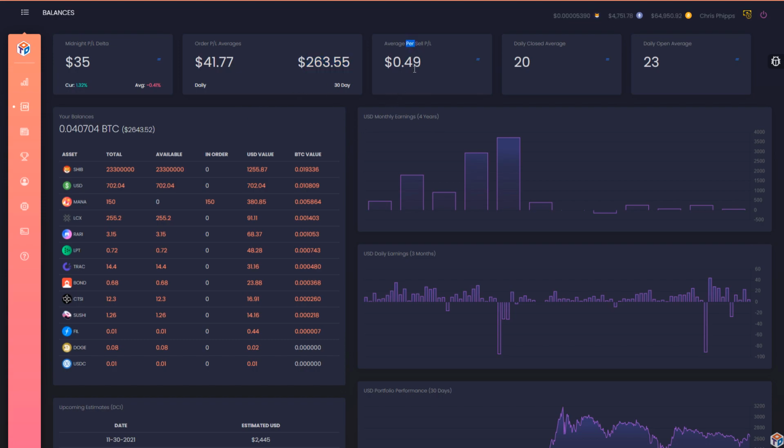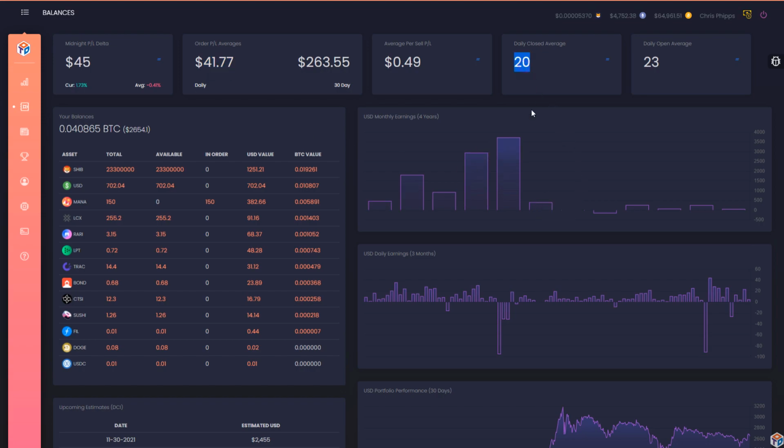The average per sell profit loss is how much you generally earn per sell on every order. In this case, 49 cents. It's important to note that this is currently listed as all time on your account. So I've owned this account since December 24th. So 49 cents is where I am currently. Over time, this will rise to reflect what I'm earning per order, which is generally about $3 or $4.